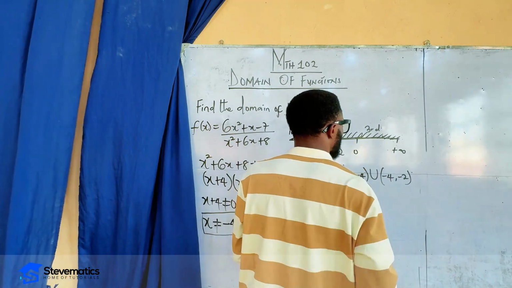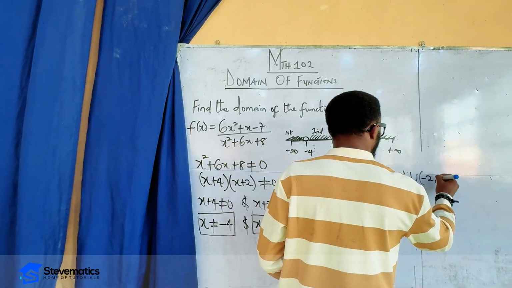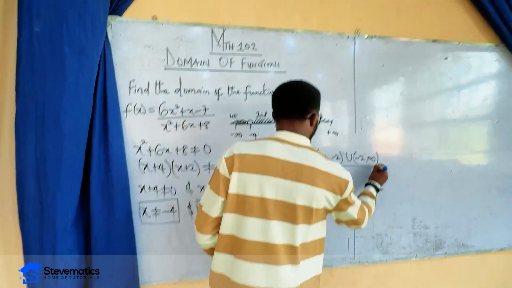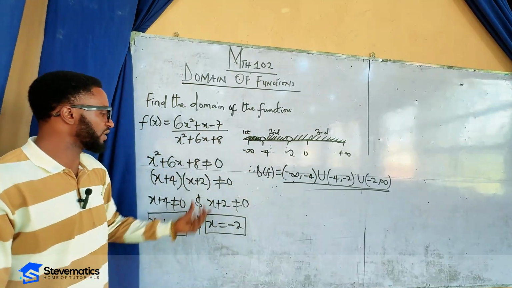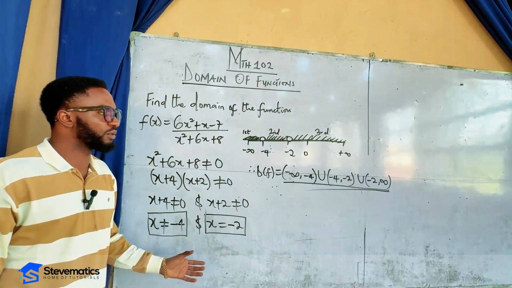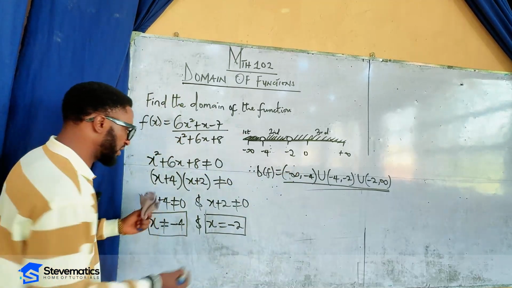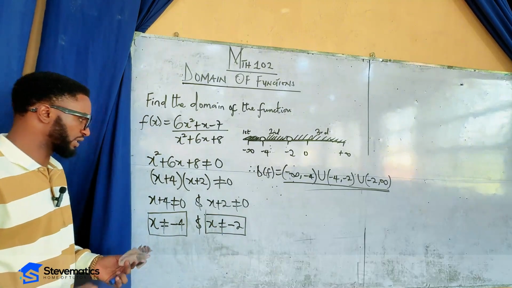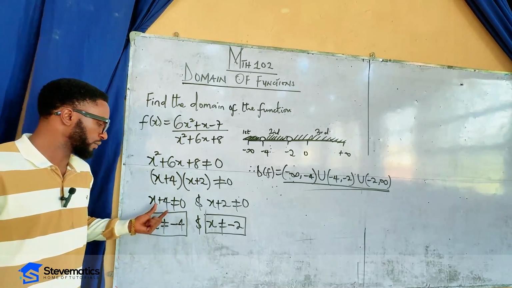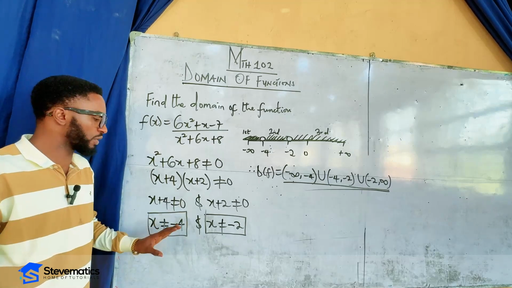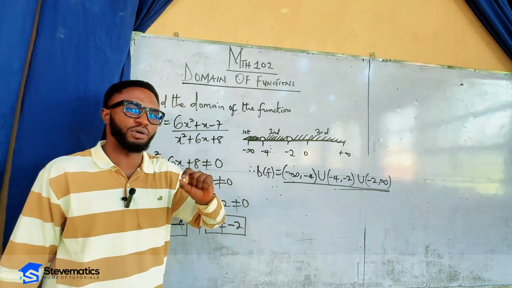and finally, union -2 to positive infinity. So this is the domain of the given function in interval notation form. Like I said, you can still leave your answer in this form, that x is not equal to -4 and not equal to -2, sorry, corrected it now. If your examiner or your course lecturer requires you to leave your answer in this form, you leave it. But this is how it is written in interval notation form.